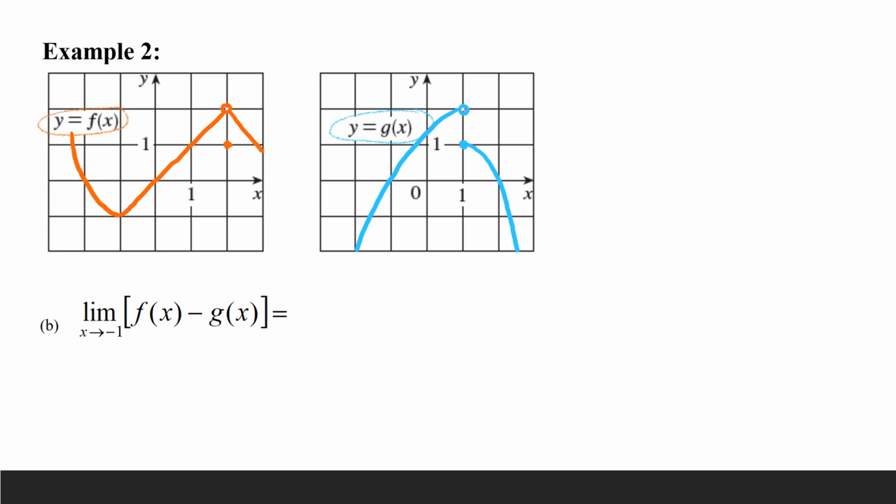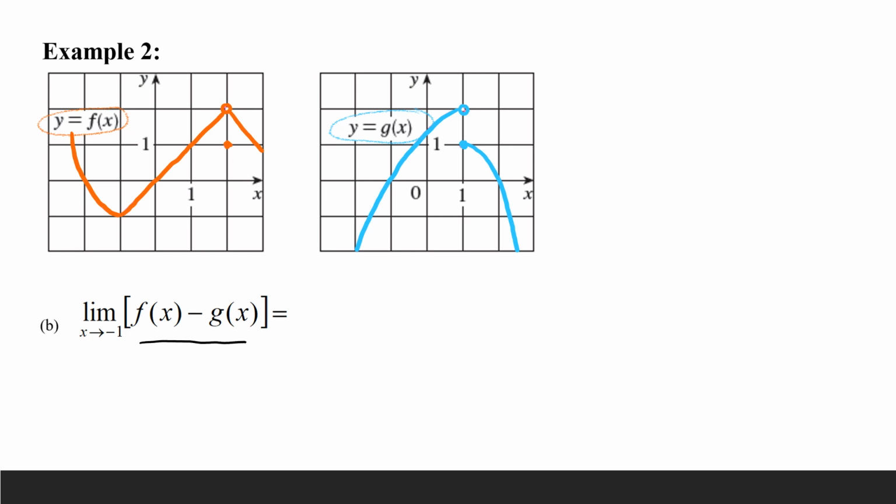For this example, we have the same graphs of f of x and g of x, but we have a different limit to evaluate. So we want to find the limit as x approaches -1 of the quantity f of x minus g of x. Right now it's asking us to first subtract the functions, and then evaluate the limit.